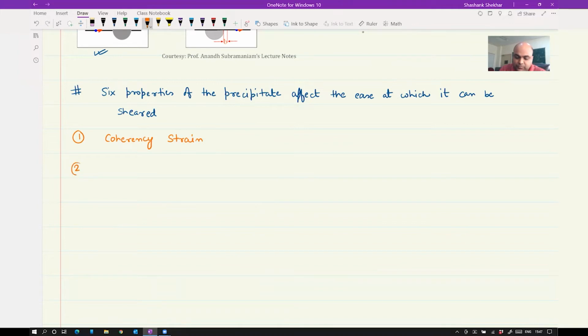Second one is stacking fault energy. If there is a significant difference between the stacking fault energy of the particle or precipitate and the matrix, then the local variation of the fault width will affect the interaction between the dislocation and the precipitate. So that is the second factor. Now the third is ordered structure.